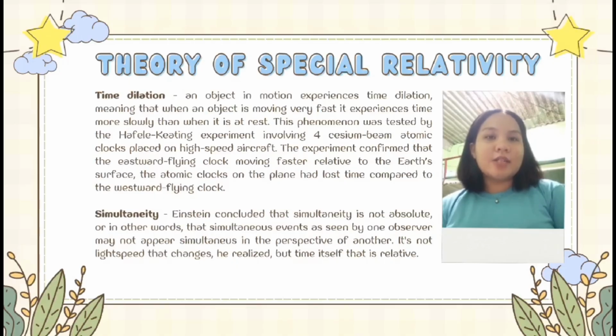Einstein also introduced the concept of simultaneity, meaning events that seem simultaneous to an observer may appear different to another. This isn't because light changes speed, but because time itself is relative.